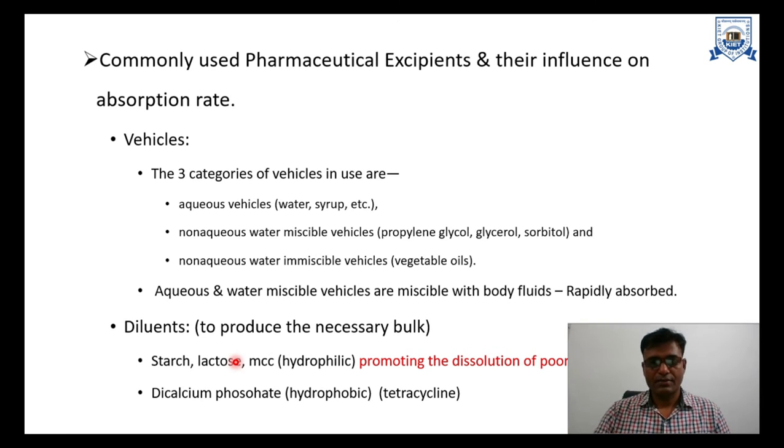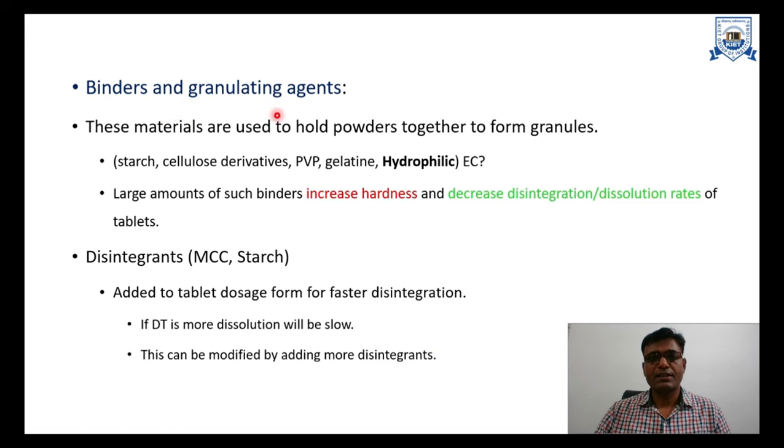Now binders and granulating agents. These are used to hold the powders together to form granules. They may be of two types, hydrophilic or hydrophobic. If we are using hydrophilic binders, then it can promote the absorption or dissolution, and if we are adding hydrophobic binders, then it can decrease the absorption process. An example of a hydrophobic binder is ethyl cellulose.